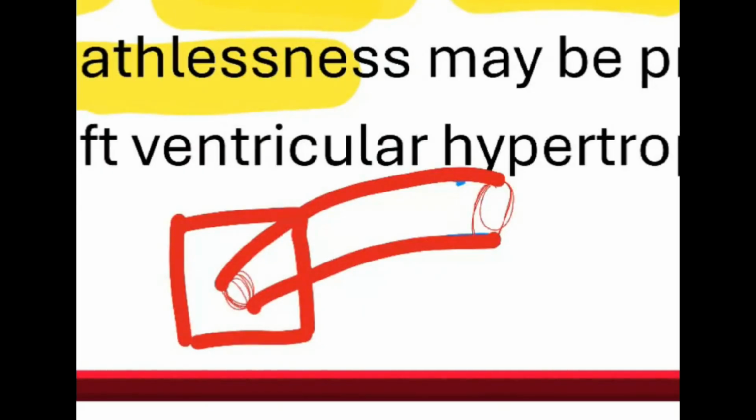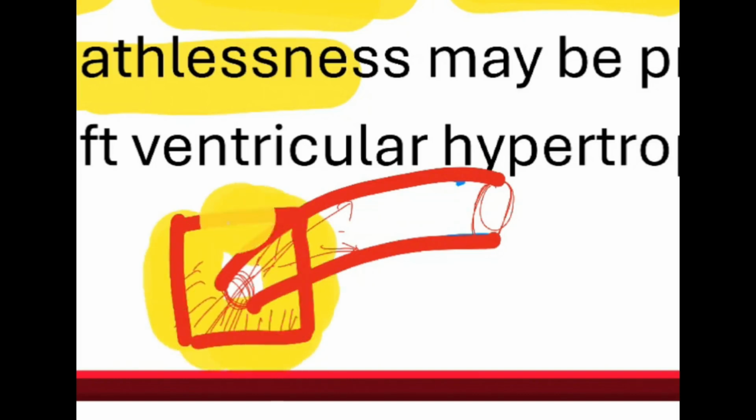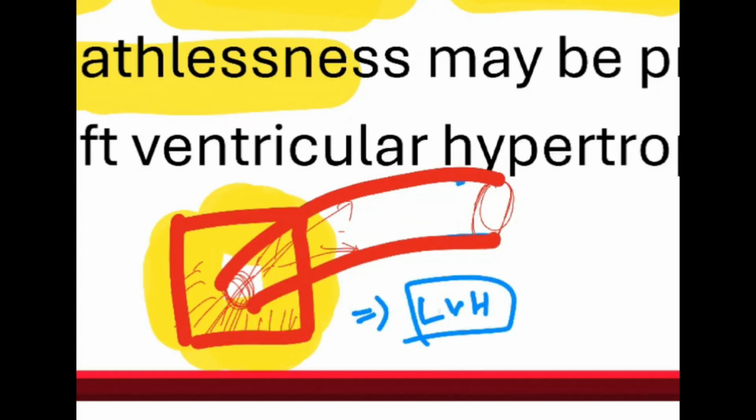In the aorta, for some reason, more force is acting on the walls. So this force, there will be some back force also. Because of this back force, what will happen? The walls of the left ventricle will get enlarged. So this in chronic leads to something known as LVH, left ventricular hypertrophy.